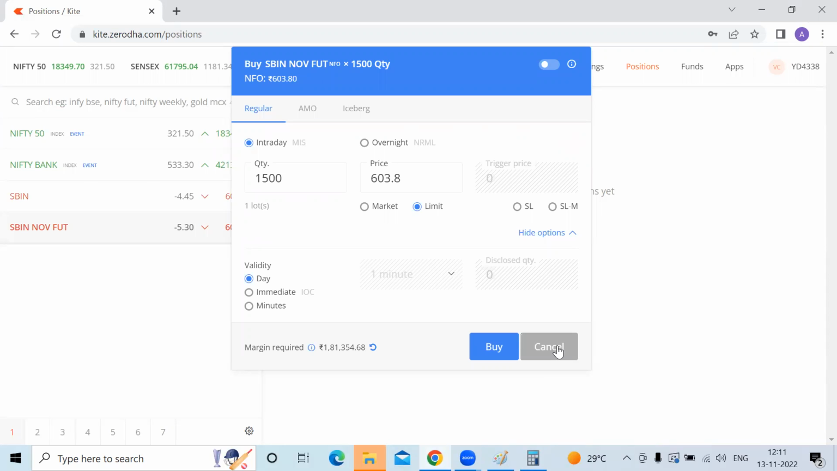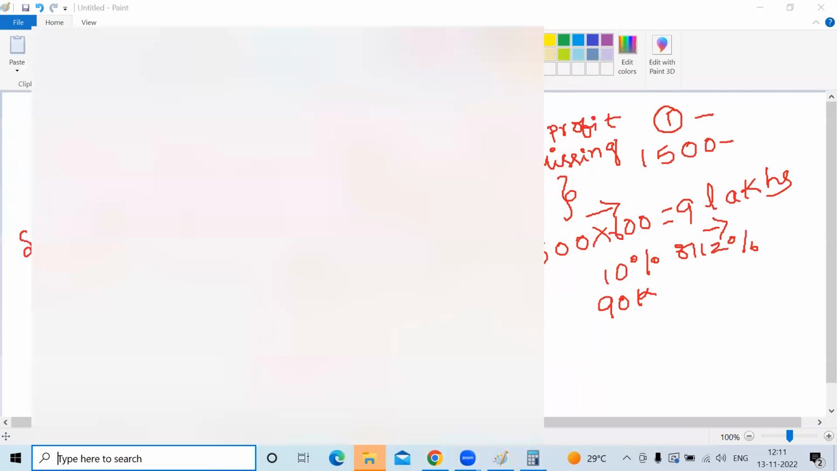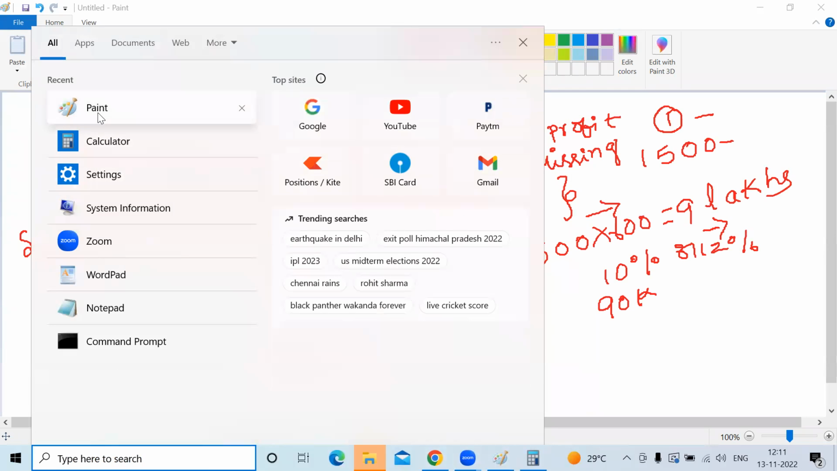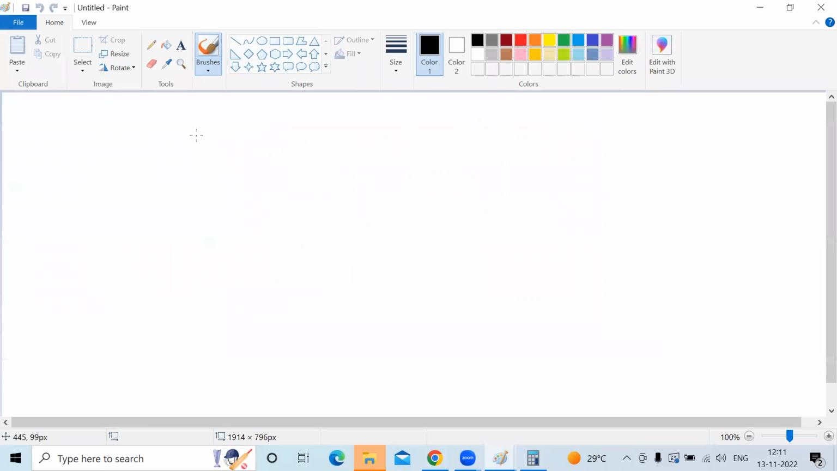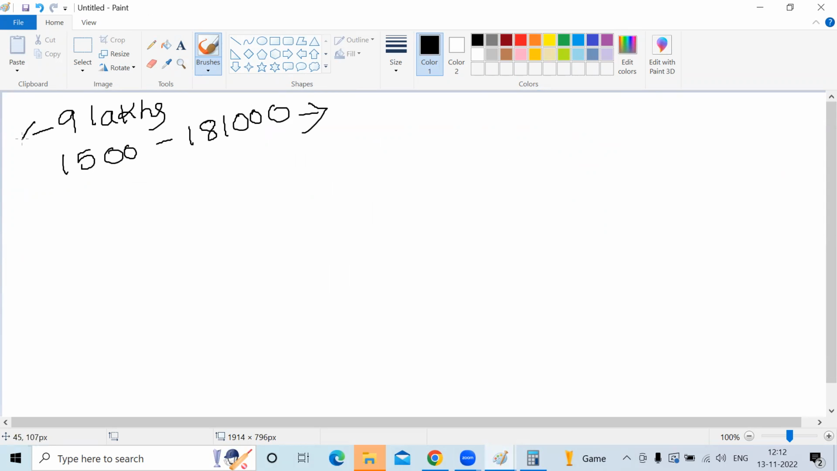But why do they allow? Because I will show you what happens. Ideally you should have 9 lakhs in your account. But if you buy a futures contract, it is the same as if you bought 1500 quantity. There is no difference. But if you have 1,81,000 in your account, you don't need to have 9 lakhs. If you have this much amount, you can enter this SBI futures contract.